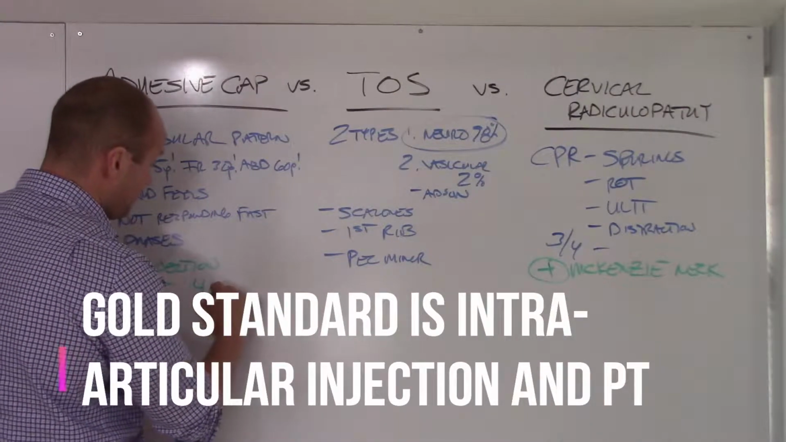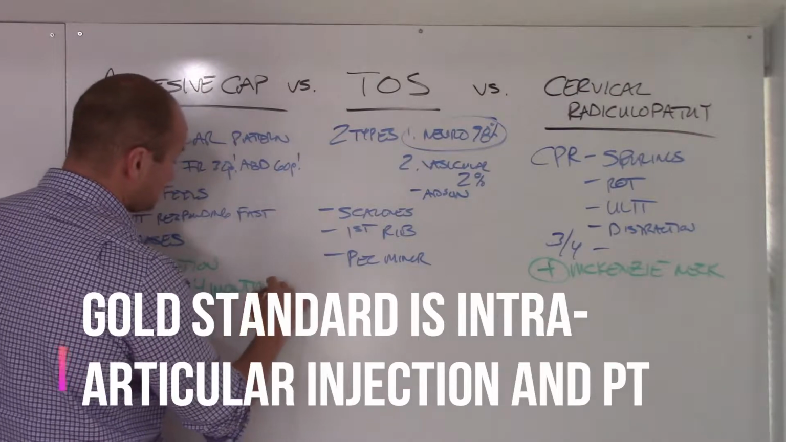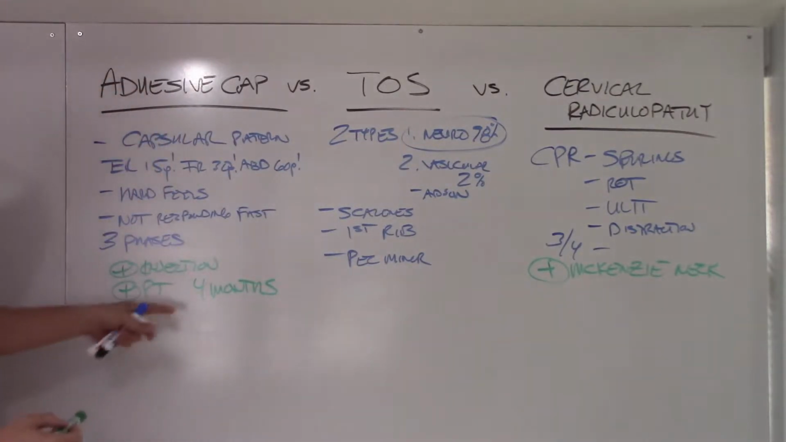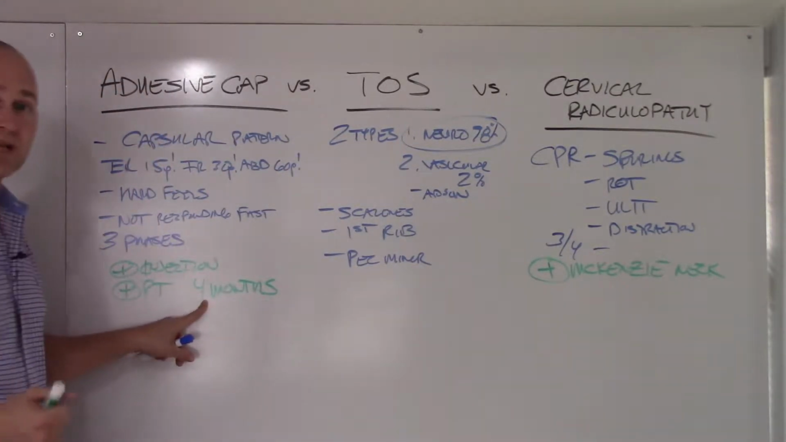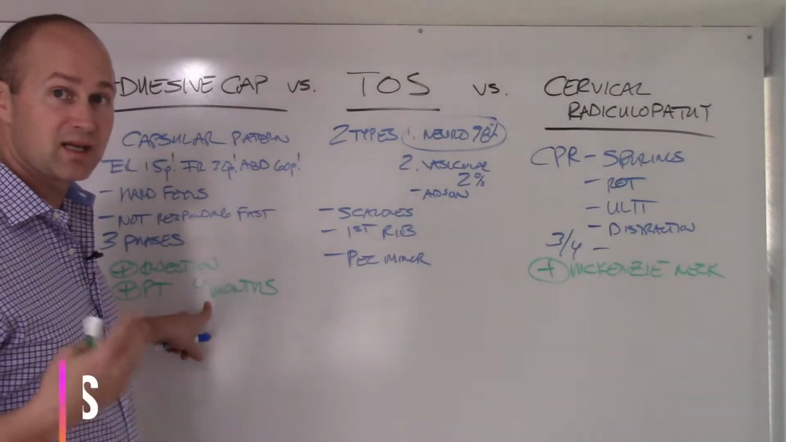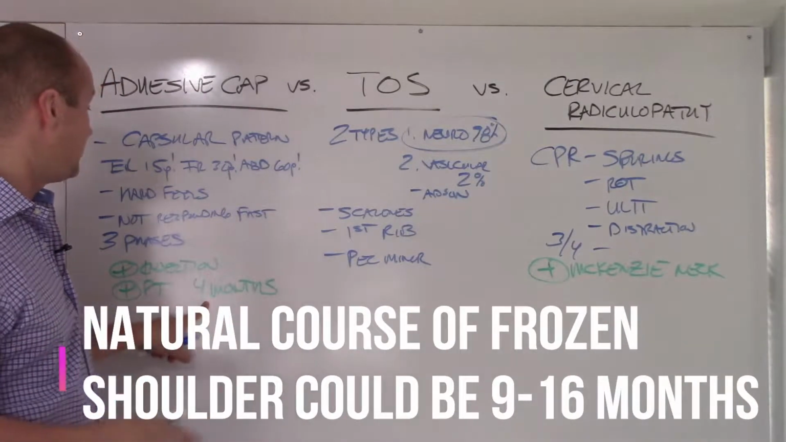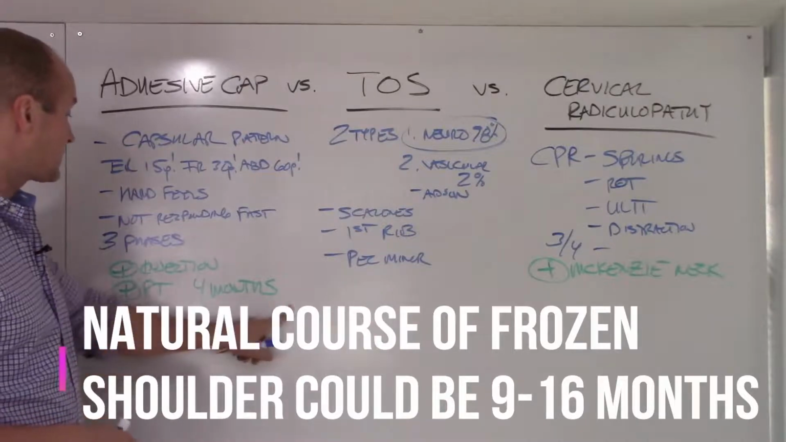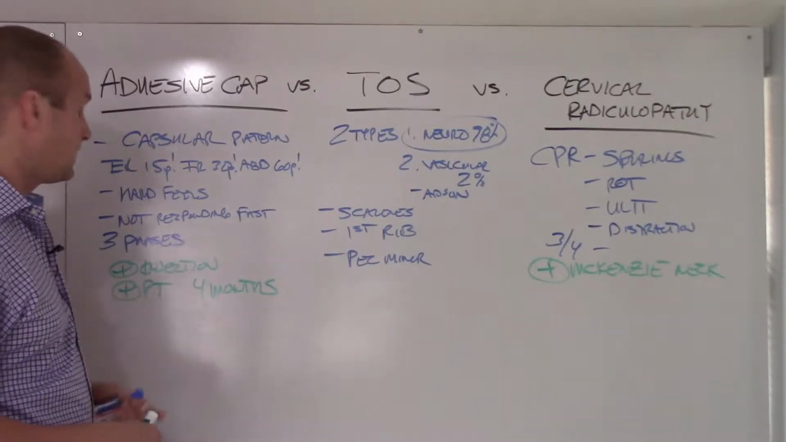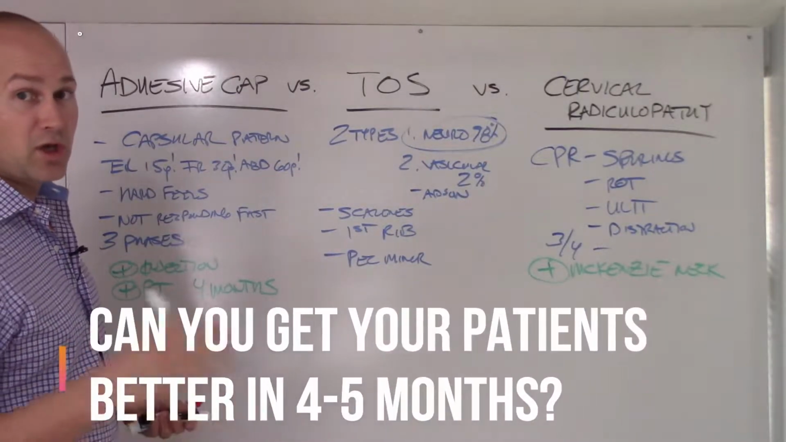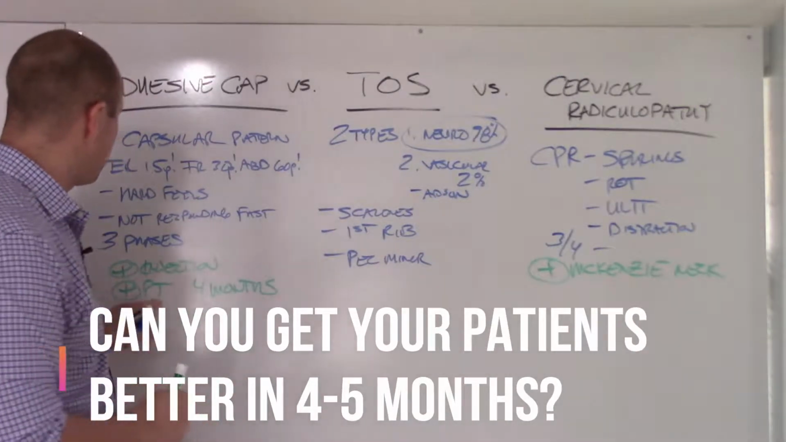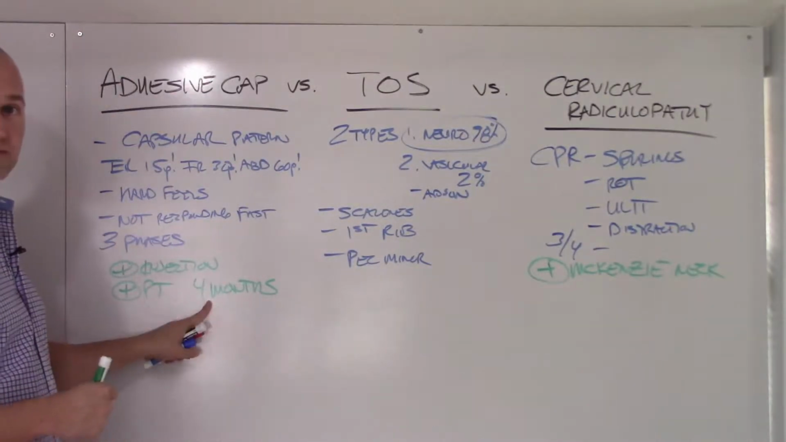But again, you're looking at like a 3 to 4 month process with this, when the natural course of frozen shoulder may take 9 to 12 to 16 months if you don't do anything. But the research actually supports one injection in the intra-articular space plus doing PT, and maybe your outcome goes in 4 months, okay?